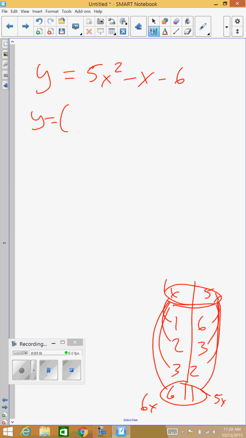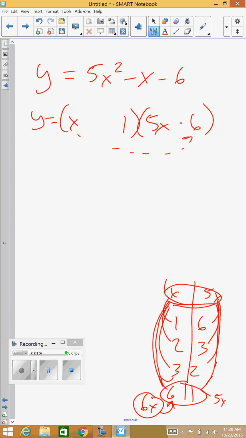So up here, for my first, I've got x, I've got 5x. Bottom here for my last, I want 1x to connect with 6, and I want 5x to connect with 1. Bigger one is going to be negative. 6x is bigger, so the 6 is minus. 1 is plus. Okay, so I've just got a different form. This is what we would call factored form, or some people like to call it x-intercept form.